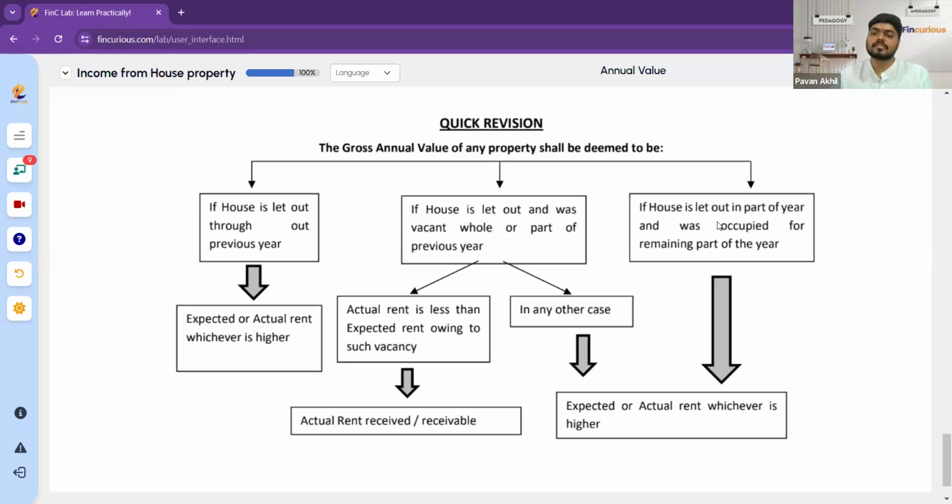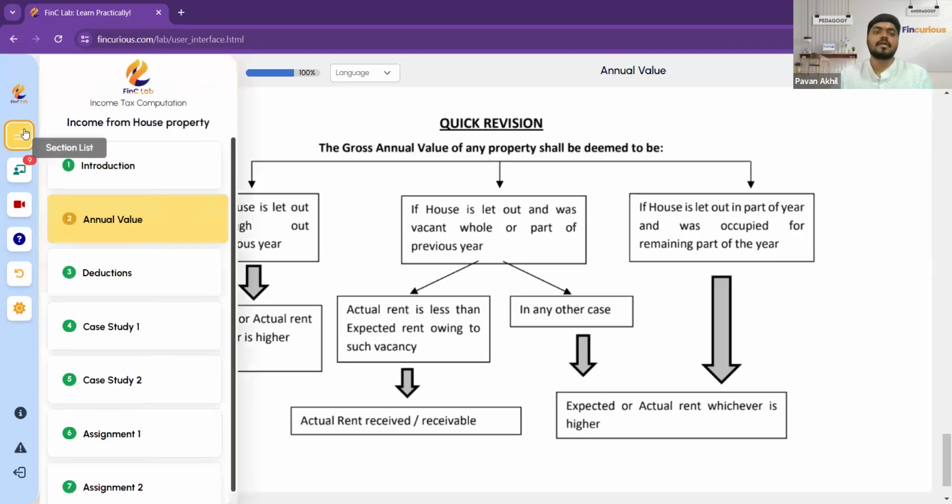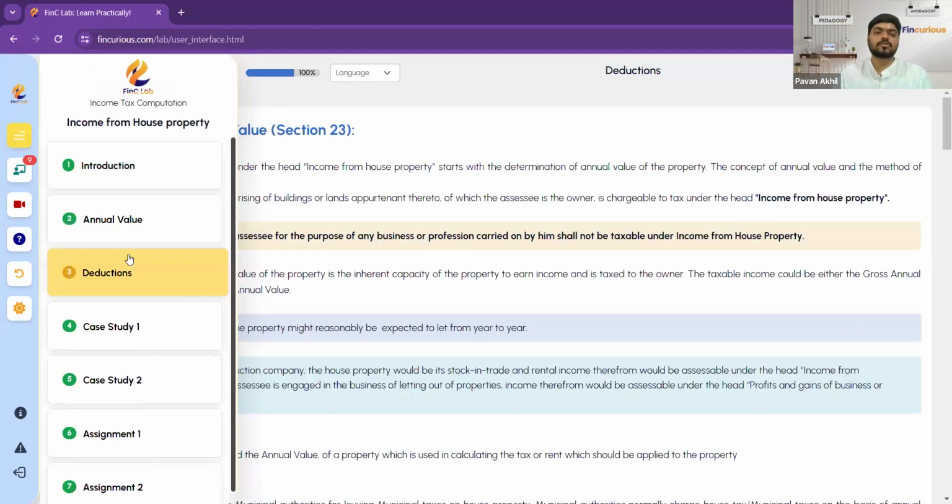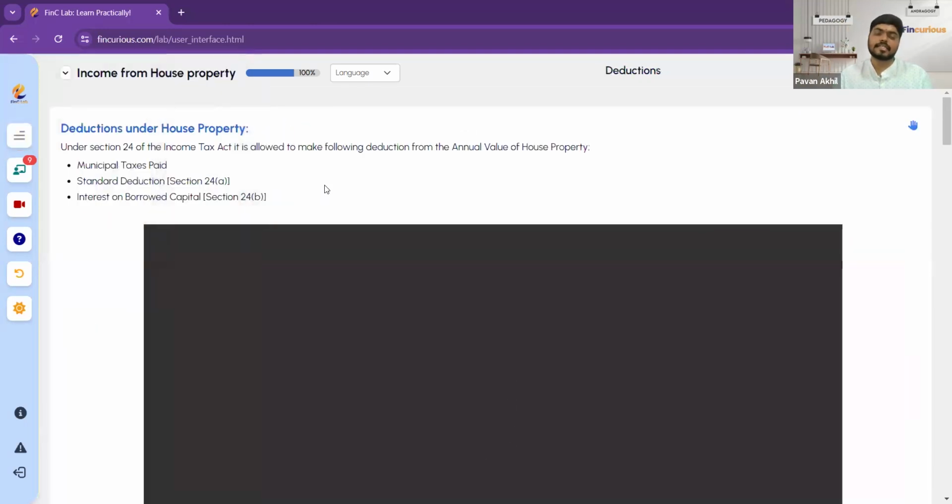And if the house is let out in part of the year and was occupied for the remaining part of the year, which means in a 12-month period, 6 months I let out to some party and another 6 months I only stayed in that particular house, then only to the extent of 6 months the gross annual value would be calculated. I hope it is clear how to determine the annual value. So let us move to the next section, that is called deductions.